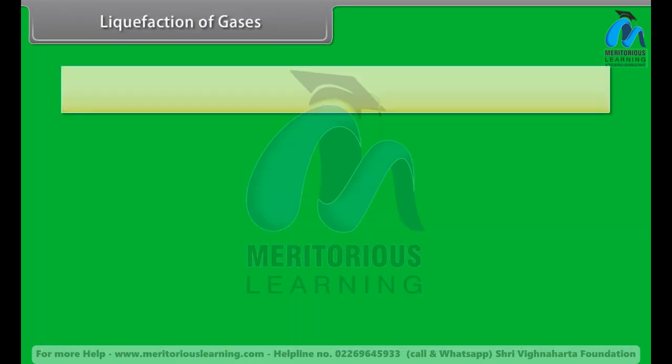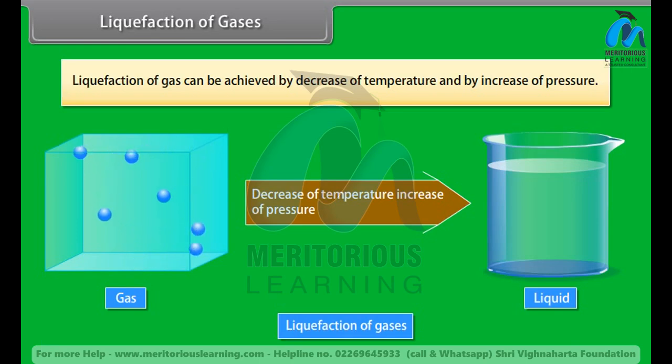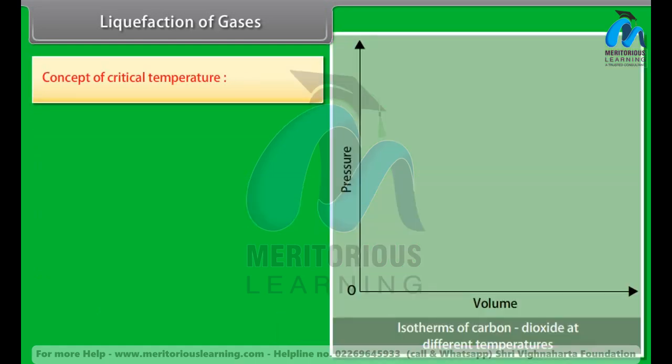Liquefaction of gases. Liquefaction of a gas can be achieved by decrease of temperature and by increase of pressure. Concept of critical temperature. At a low temperature of 13.1 degrees Celsius, CO2 exists as gas at low pressure, as shown by point A. As the pressure is increased, the volume of gas decreases along the curve AB. At point B, liquefaction starts. Hence, volume decreases rapidly along the line BC. At point C, the liquefaction is complete. Now further increase of pressure has very little effect upon the volume because liquids are very little compressible. Hence, a steep curve CD is obtained.